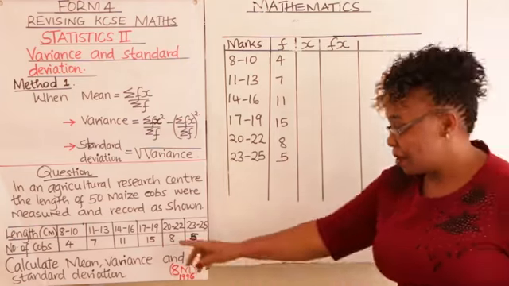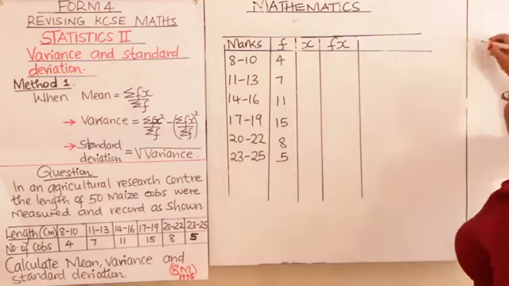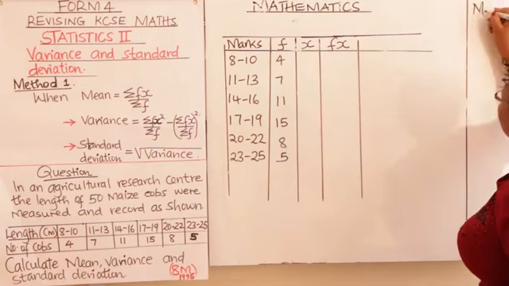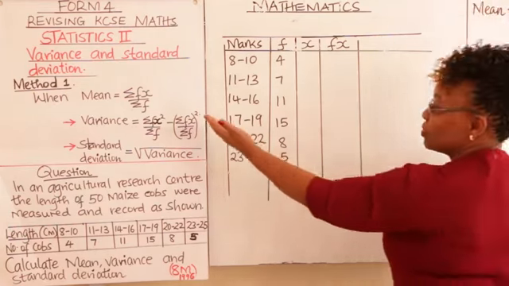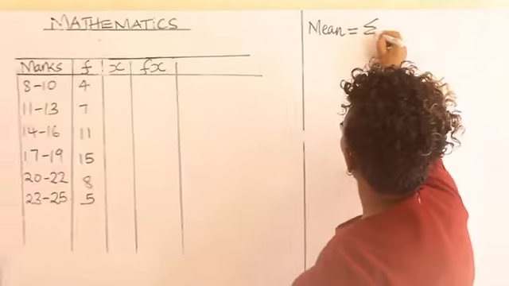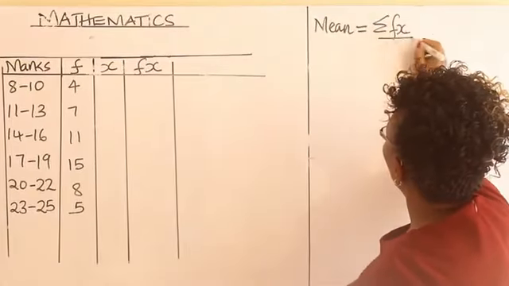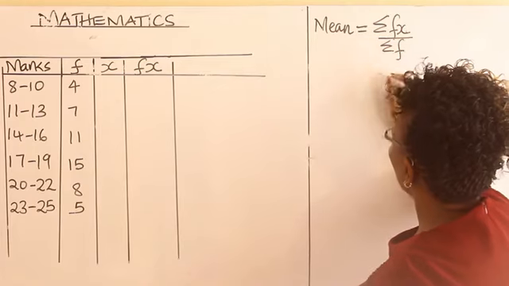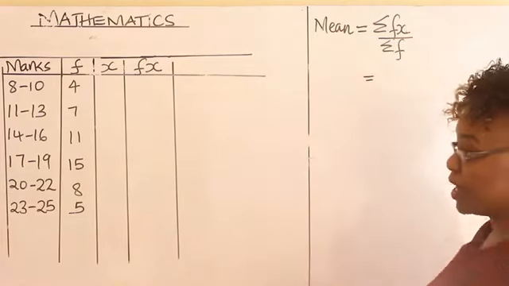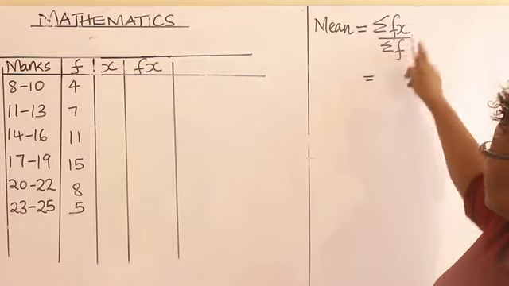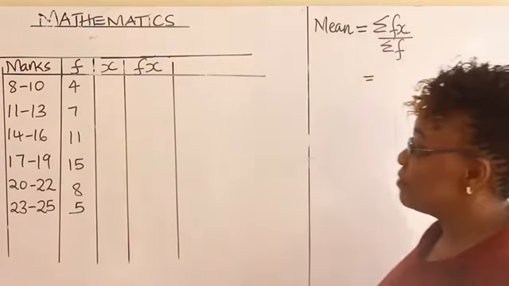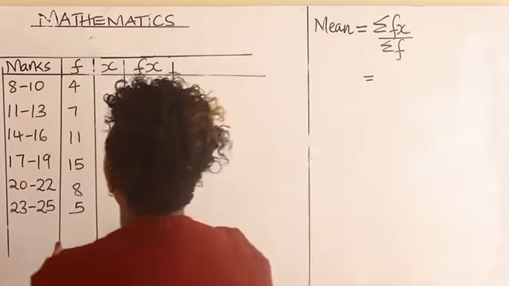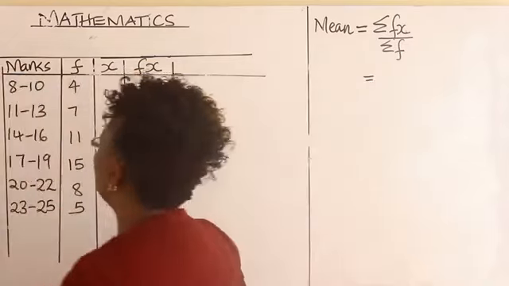Now, learner, let us calculate the mean. The mean of such a group, because we are using this formula here, is equal to sum of fx over sum of f. And therefore we need this column here so that we add, and we need the frequencies so that we add. So let us fill in these.